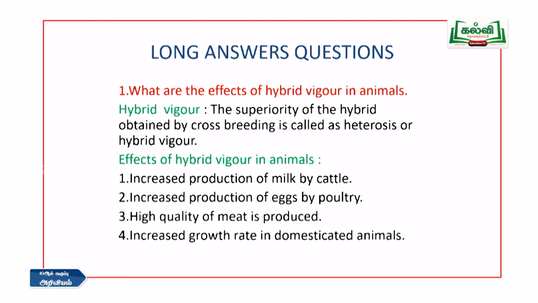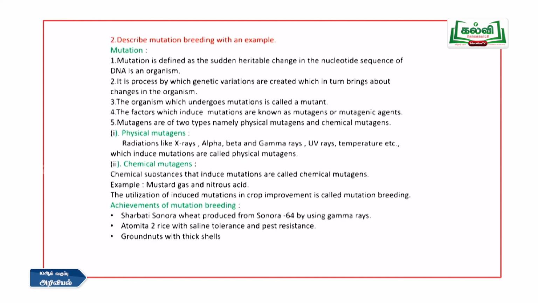Point number 3, high quality of meat is produced. Point number 4, increased growth rate in domesticated animals. It is the answer for question number 1. Then question number 2, describe mutation breeding with an example.